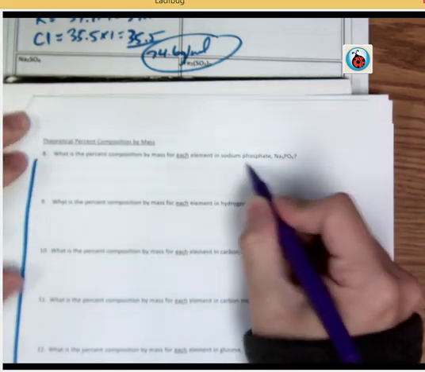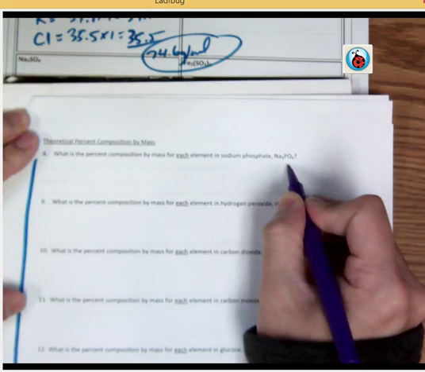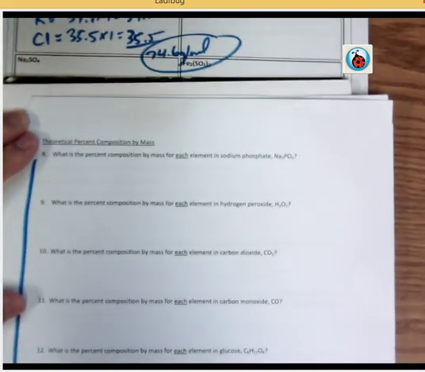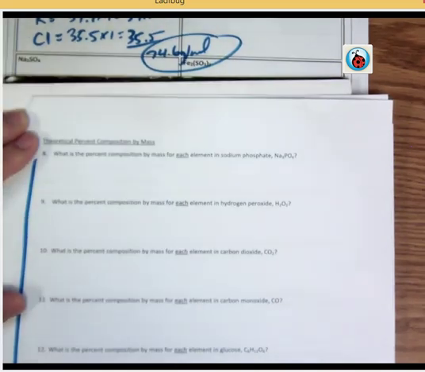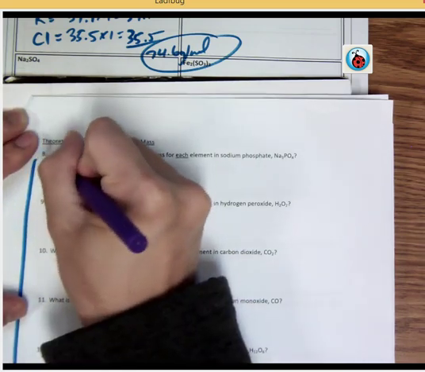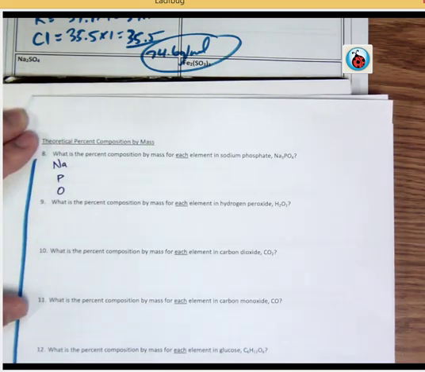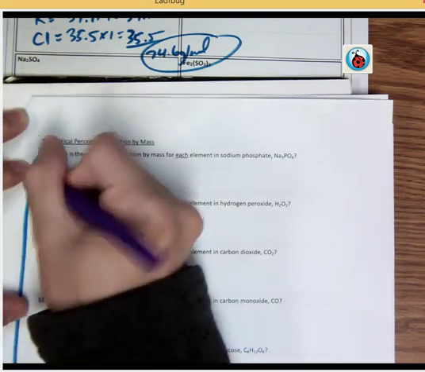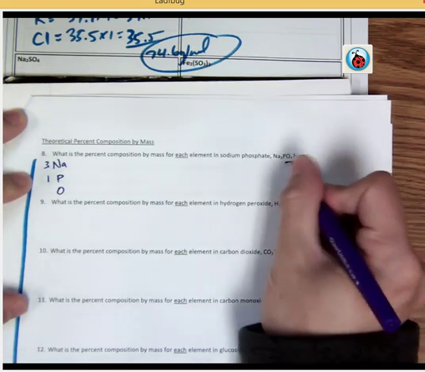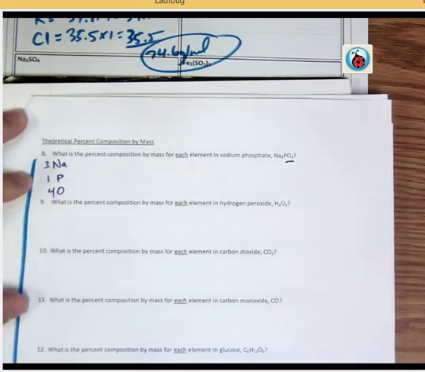What is the percent of each element in sodium phosphate? Let me clear this up here. Focus, y'all, focus. There you go. What is the percent composition of each? We list our elements, Na, P, and O. How many Na? 3. How many P? 1. How many oxygen? O4, so it's 4.